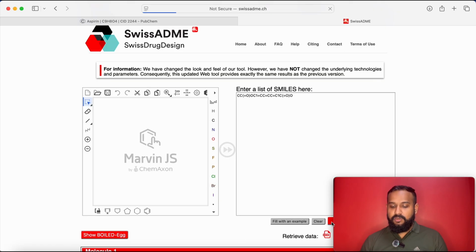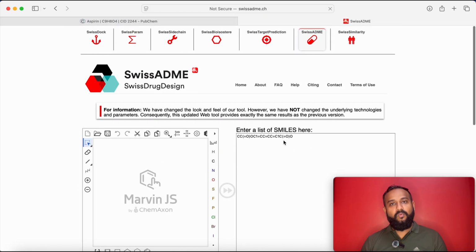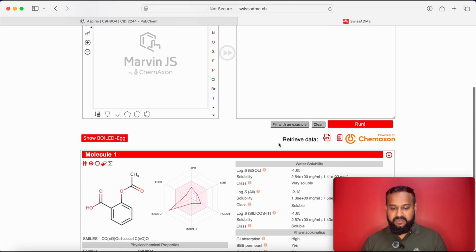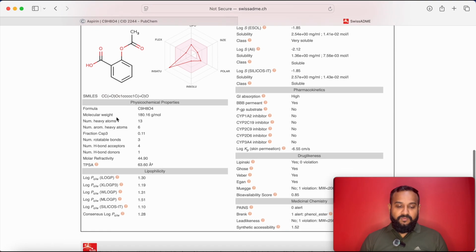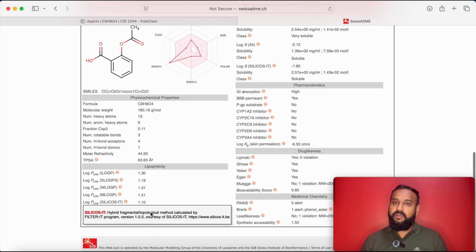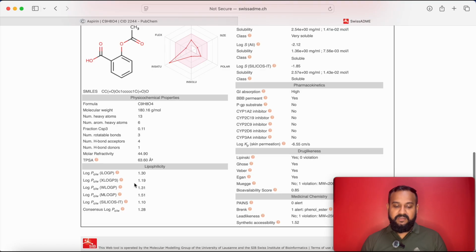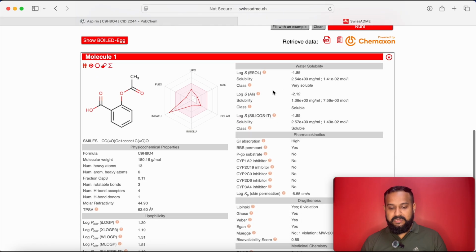I can hit run and it is already running, and because this is only one molecule that I have attached, it would be very fast. You can also go by example; I will show you that too. So you have the formula, molecular weight, and this basic information. Apart from that, lipophilicity information is given over here, what the log P value is. The solubility part is also covered; you can see the water solubility.